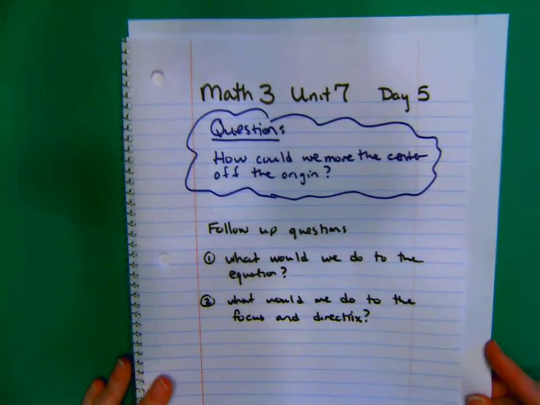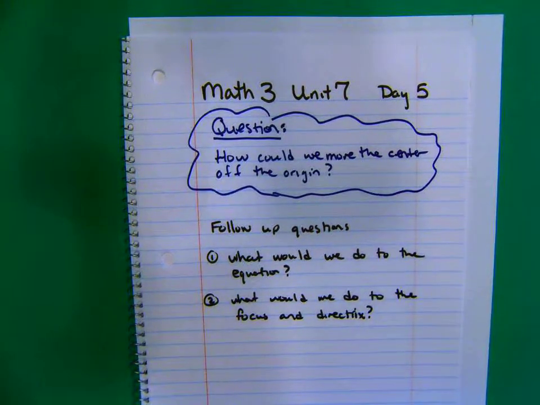In the last couple days we've talked about different forms of the equation, and now I want to raise the question, how could we move the center off the origin? Because so far every parabola has a center on the origin. And remember, the definition was the set of all points equidistant from a given point and a given line. So you might ask them, do you think that definition means that all parabolas have to have a vertex at the origin? And my answer would be no.